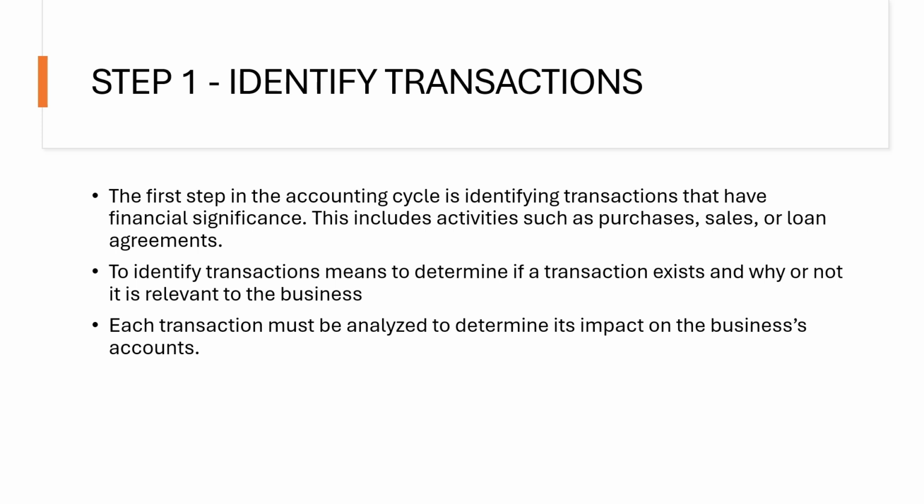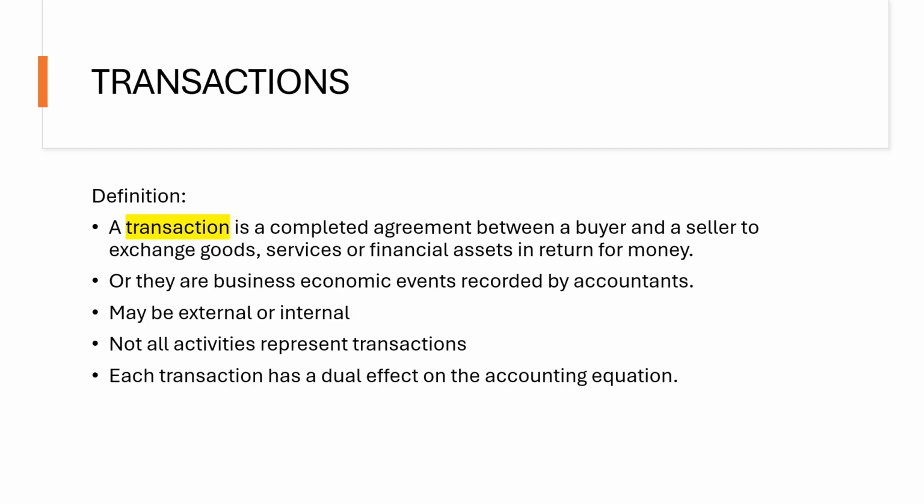So in the accounting cycle, the first and most crucial step is identifying transactions. Not every business activity qualifies as a transaction, so we need to determine which events should be recorded in the financial statement. Definition of a transaction: a transaction is a completed agreement between the buyer and seller to exchange goods, services, or financial assets in return for money, or other business economic events recorded by accountants.